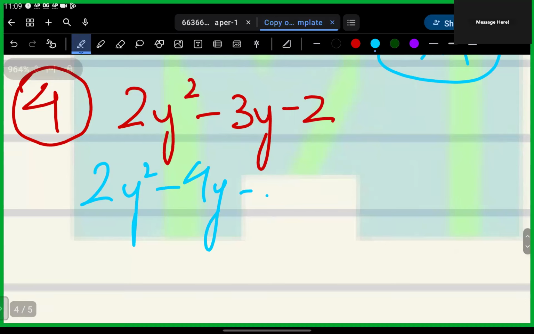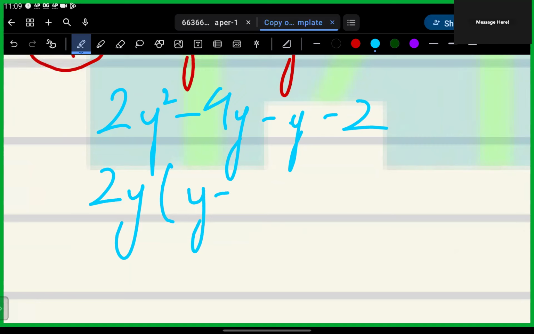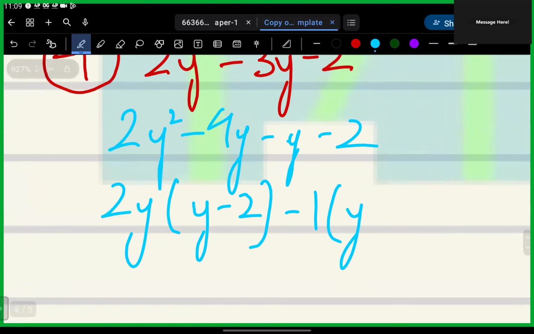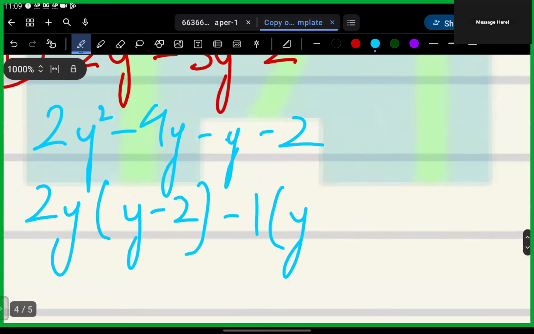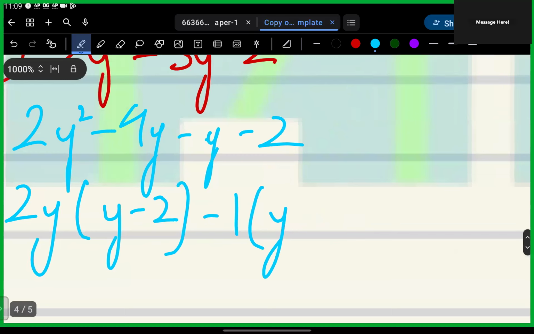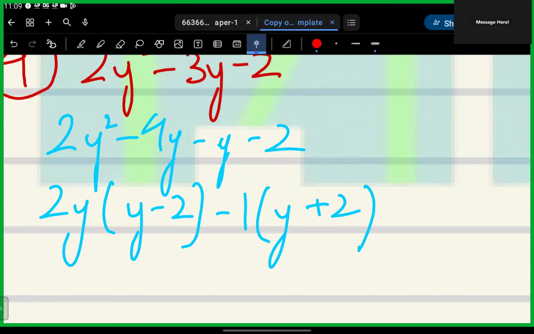You don't even need to write the 1, right? Minus y and then minus 2, 2y, y minus 1. If we take this, it is going to become y plus 2, right? So that's a problem because both of these brackets should be exactly the same.